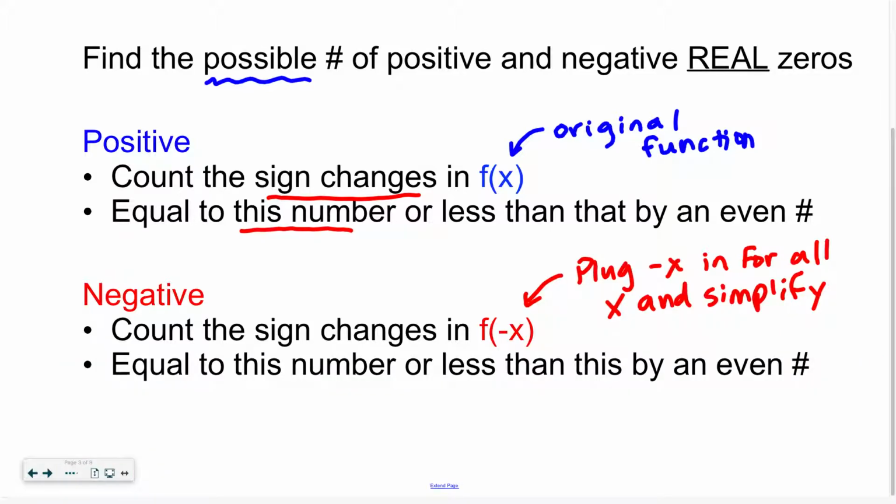After you figure out what f of negative x is and you count the sign changes, it's equal to that number or it's less than that by an even value. So remember, if you're counting something greater than 0 or 1, you're going to have ors in your answer. You're going to have multiple possibilities.